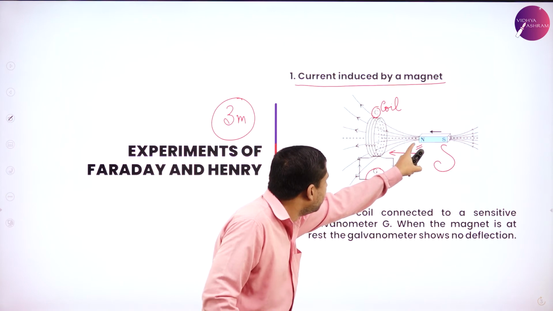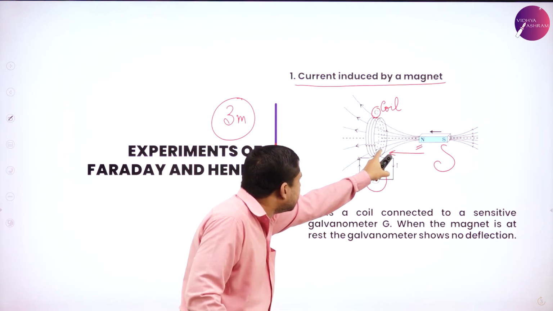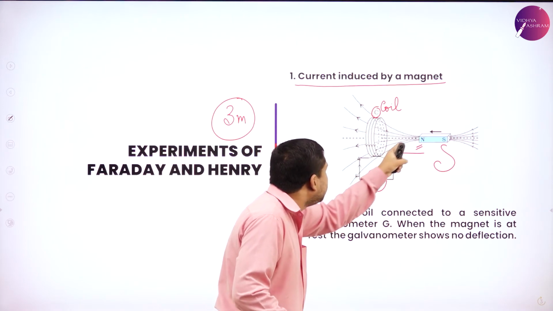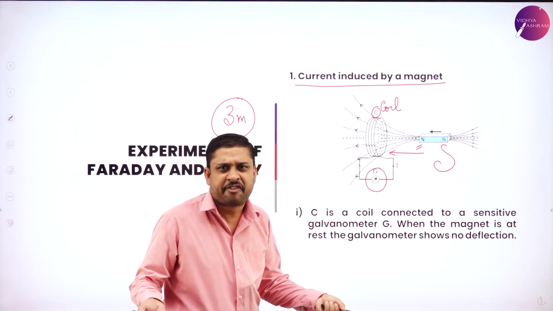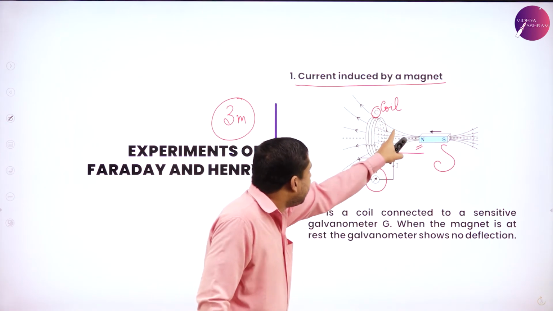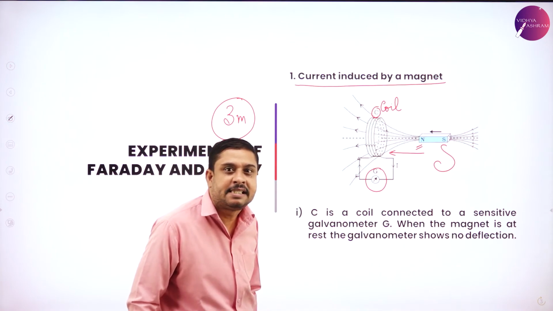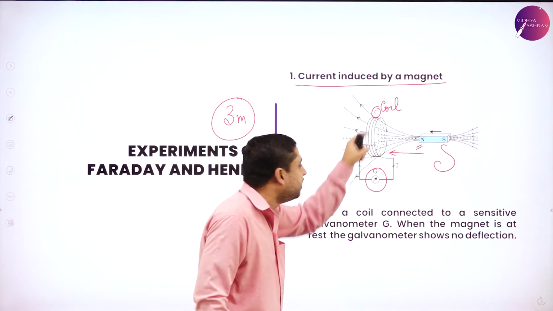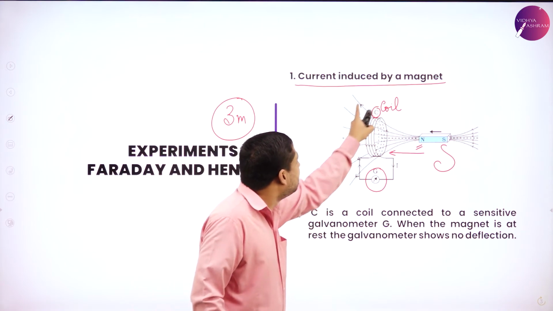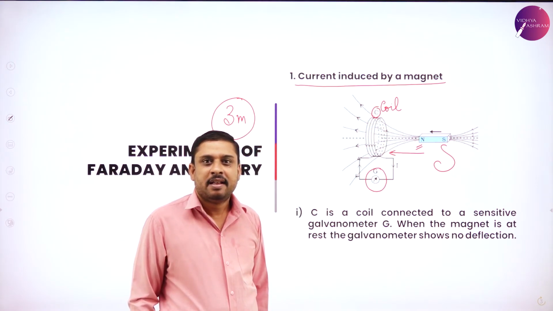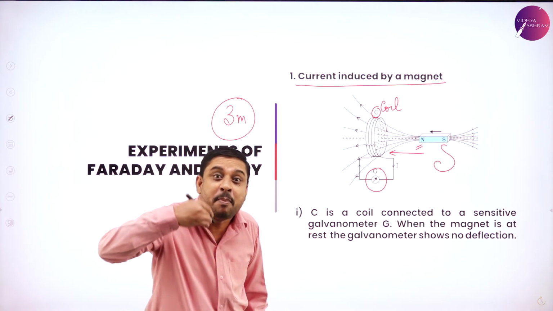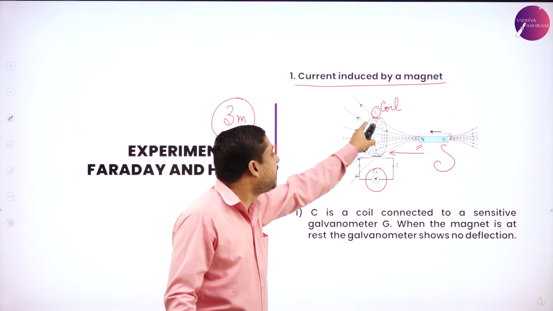As you move the north pole towards the coil, there are magnetic field lines associated with the north pole. Magnetic field lines, as you had your electric field lines. These magnetic field lines have disturbed or changed the magnetic field that is linked with this coil. The magnetic field lines coming out of the magnet vary the magnetic flux which is linked with the coil.